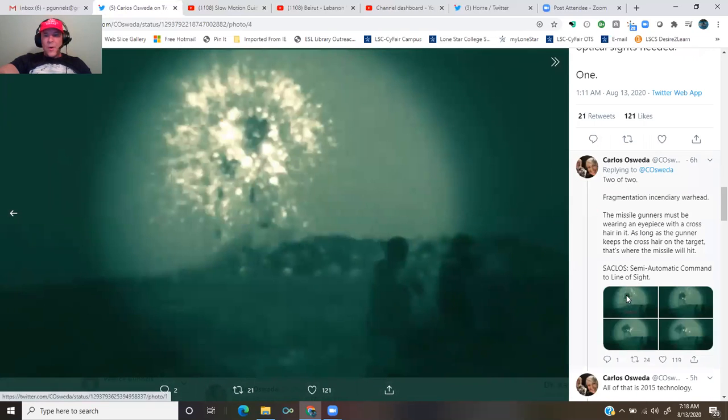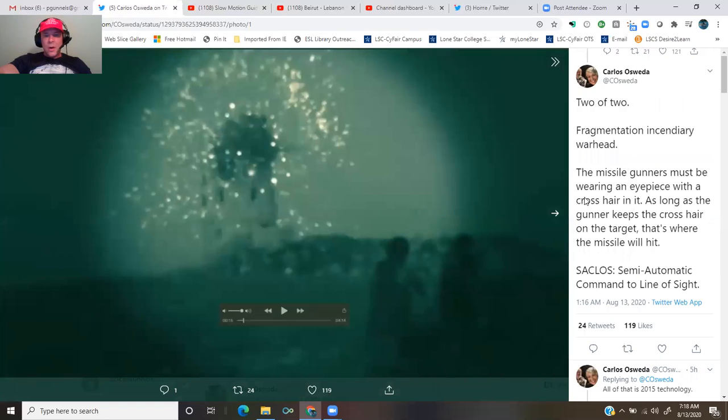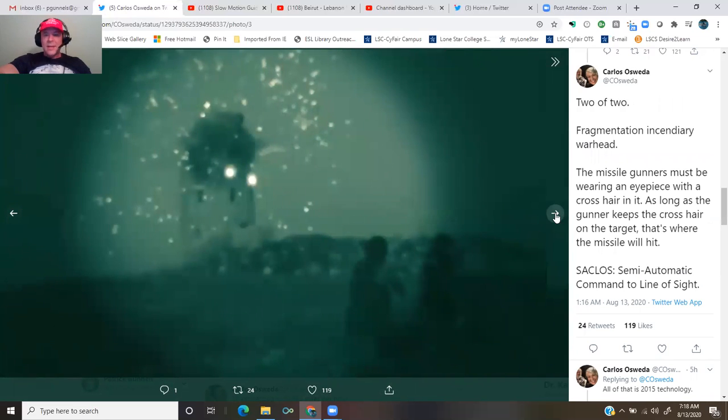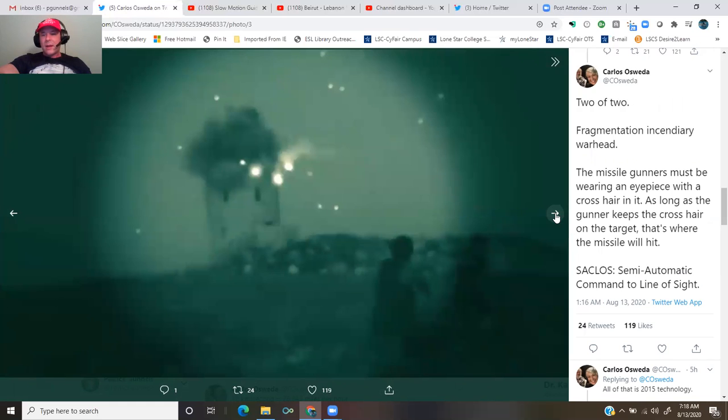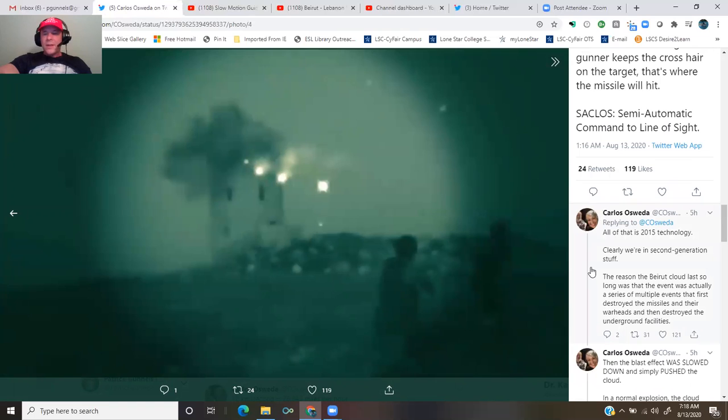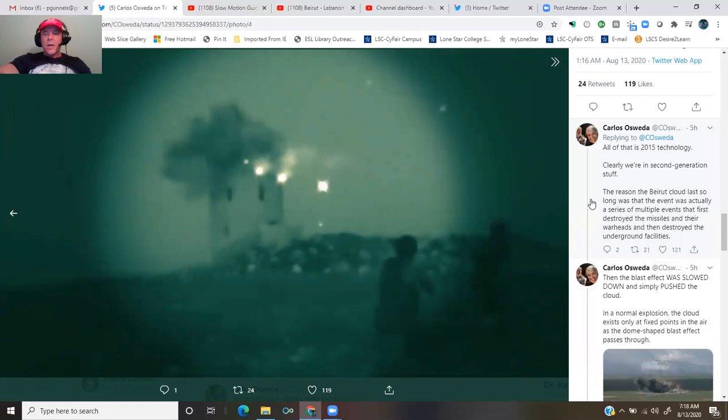2 of 2. Fragmentation incendiary warhead. The missile gunners must be wearing an eyepiece with a crosshair on it. As long as the gunner keeps the crosshair on the target, that's where the missile will hit. SACLOS, semi-automatic command to line of sight. All of that is 2015 technology. Clearly, we're in second generation stuff.